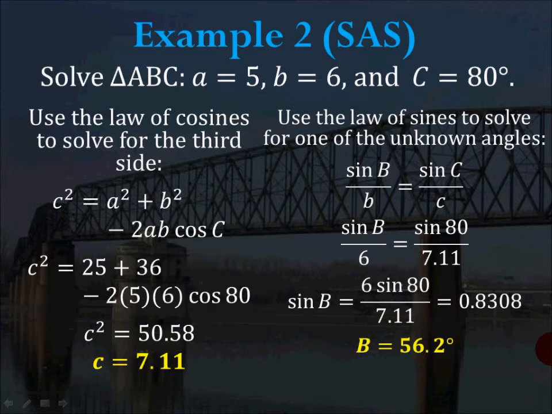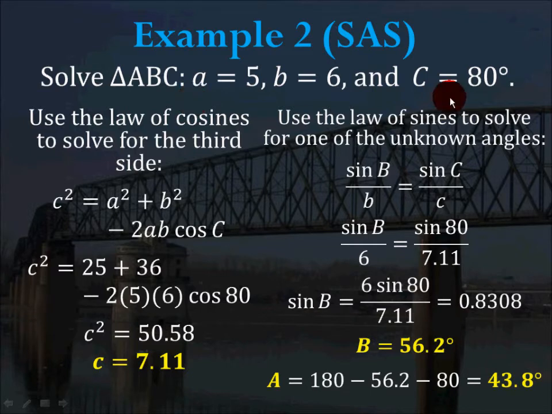All right, so now that you know two of the angles, you can solve for the third angle. A is 180 minus 56.2 minus 80, or 43.8 degrees. So you figured out the three unknown parts of the triangle based on the SAS that you had before. So again, if you are given two sides and an included angle, you're going to use the law of cosines to get the third side, use the law of sines to find one of the two unknown angles, and then subtract the two known angles from 180 to get the third angle.